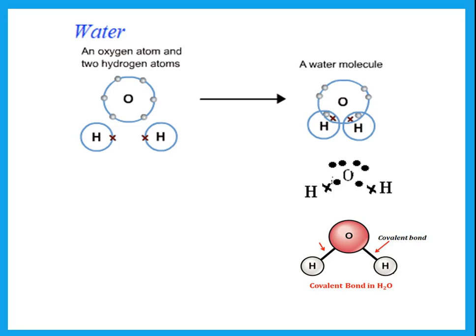Okay. Now, when we share a pair of electrons, that is what we call a covalent bond. So in water, I am sharing 1 pair of electrons each between the oxygen and hydrogen. Each of these pairs of electrons is called a single covalent bond. So actually we say that water has 2 single covalent bonds.